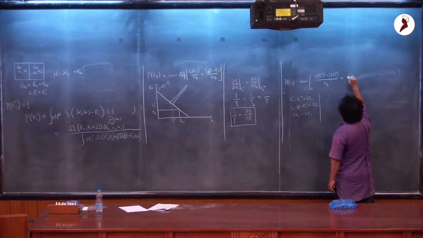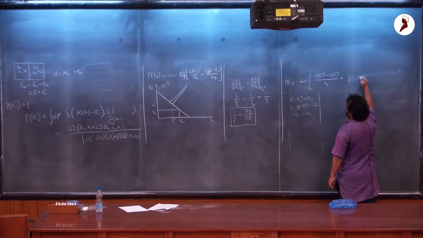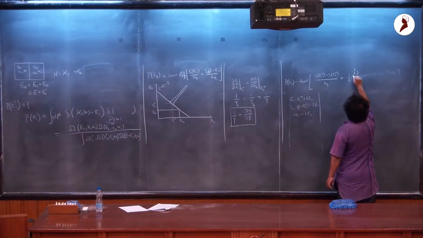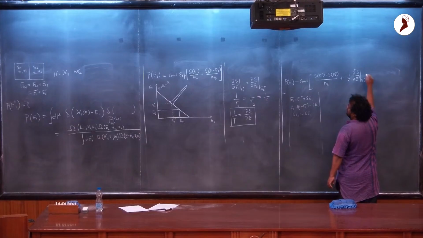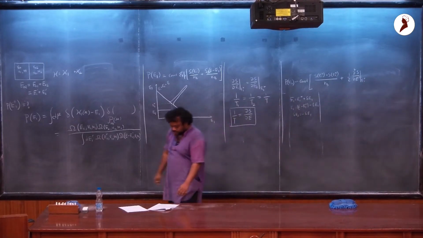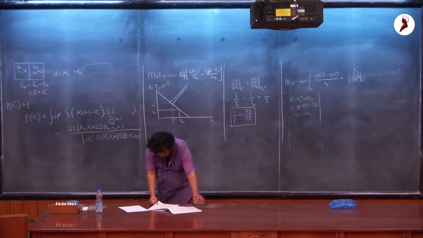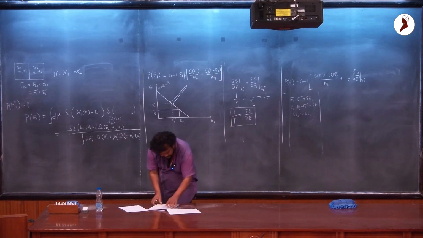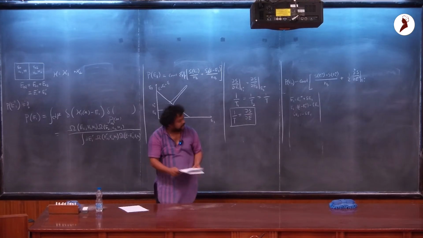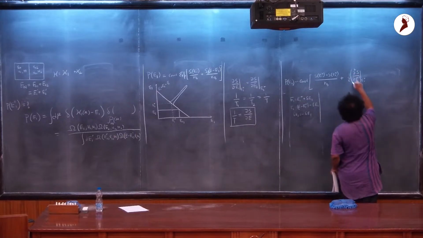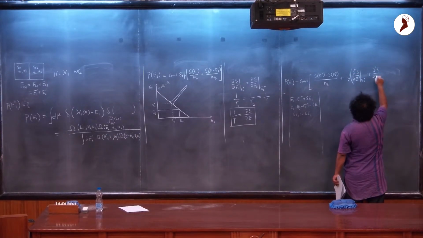Then I'll have half del 2 S del E1 squared at E1 star, let me see, what did I do? I can just write this plus del 2 S del E2 squared.